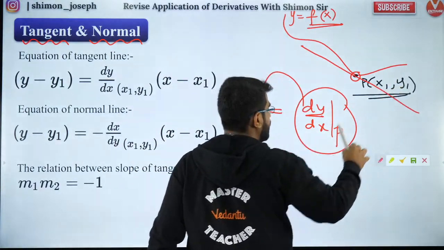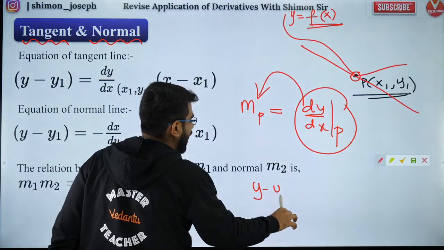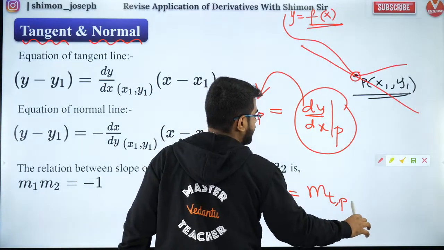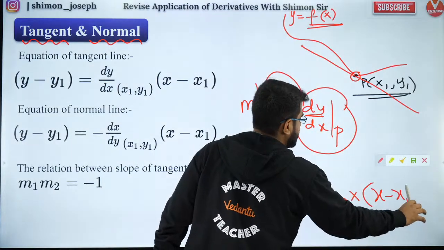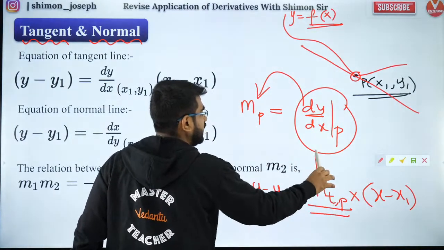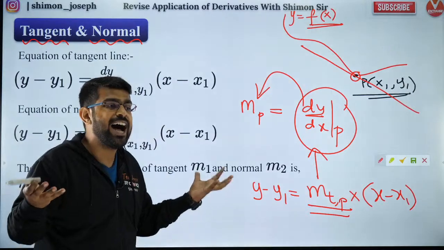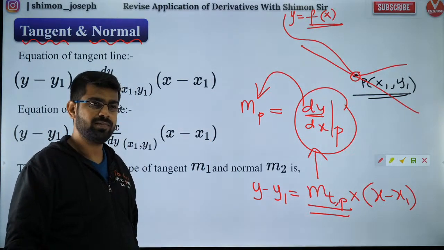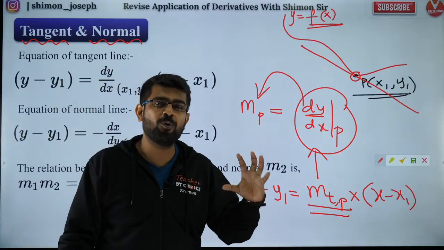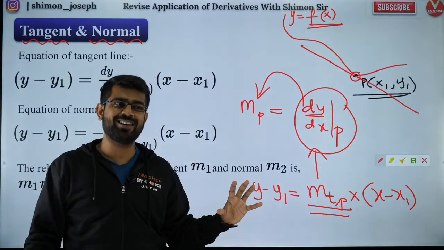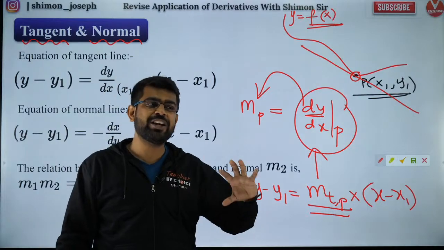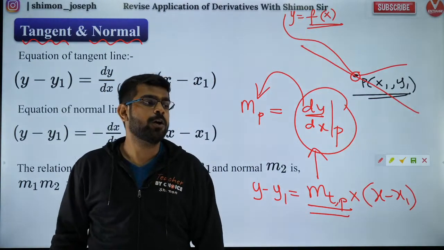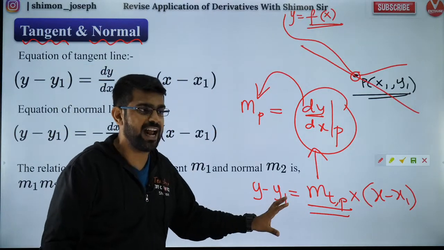I know one point. So what is the equation? y minus y1 is equal to slope of tangent at the point P into x minus x1. Now what is the slope of tangent at the point P? It is nothing but this value, dy by dx at P. I got the equation. Can you believe how easy it is? Simple, right? Very simple. Did you all like it? Fantastic, guys. So this is how you find the equation of tangent.